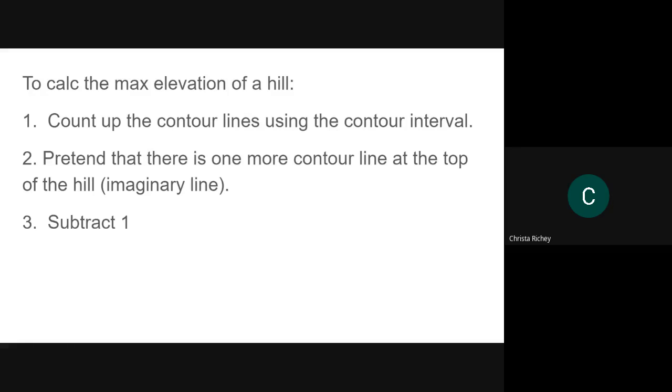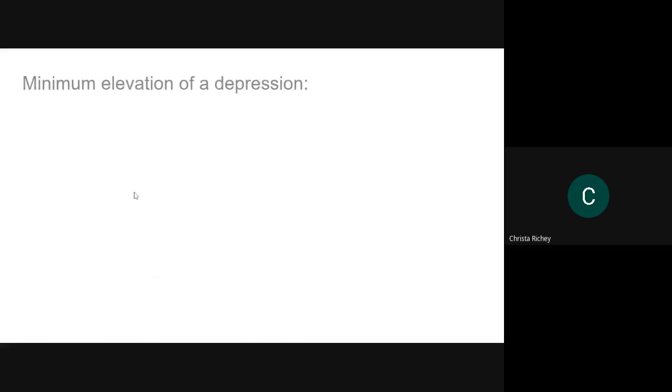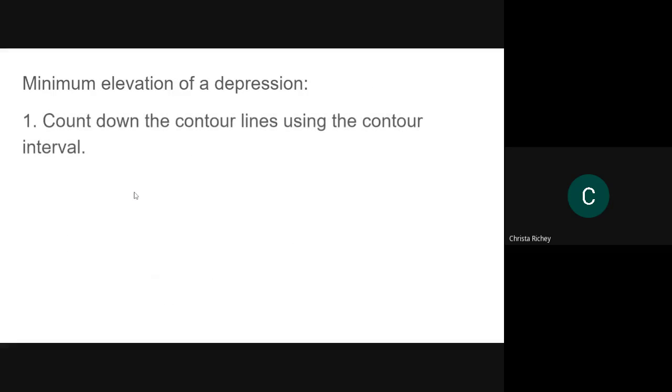It's very similar to do it for a depression. This is showing you what I mean. So this one, 10, 20, 30, 40, 1 more would be 50. Subtract 1, and the maximum elevation of this bullseye, this target in the middle, would be 49. I'm assuming feet, but it doesn't tell me if it's feet or meters on here. We normally use feet on our topographic maps. If you go to Europe, it's going to be in meters because they don't use the standard system like we do. To do a depression, you start off the same way.